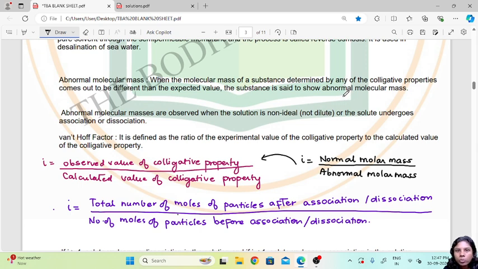So what does this abnormal molecular mass say? In all of them, what we have learned eventually at the end, we have done to find the molecular mass, that is the M2 calculation we have done. So through that we can get the estimated value. But if the value by calculation is different from what is actually supposed to happen, that is, if there is a difference between the observed value and the calculated value, the value that we are getting experimentally is different than the one that we have calculated, in that case we can say that the substance is showing an abnormal molecular mass.